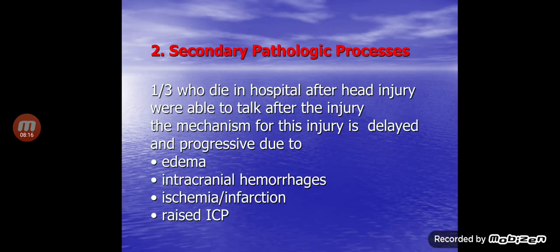In the secondary pathological processes, one third of those who die in the hospital after head injury were able to talk after the injury, but the mechanism for this is delayed and progressive, and it's due to edema, or an intracranial hemorrhage, or ischemia and infarction, or a raised ICP.